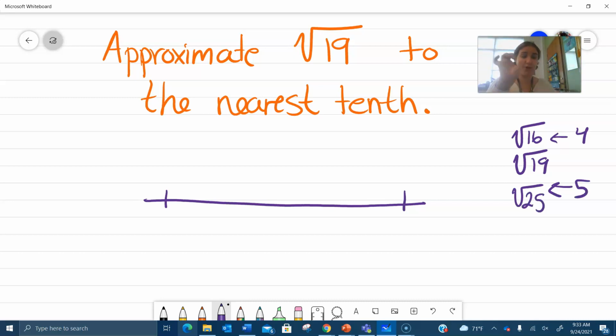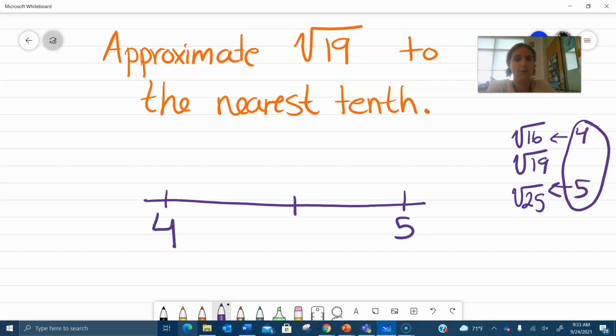So you just pick the two that are the closest on either side and take out a perfect square root chart that you have in your notes and just find the ones that are closest. So use your materials. Now I know that the square root of 19 is in between 4 and 5, so I'm going to put on my number line 4 and 5.